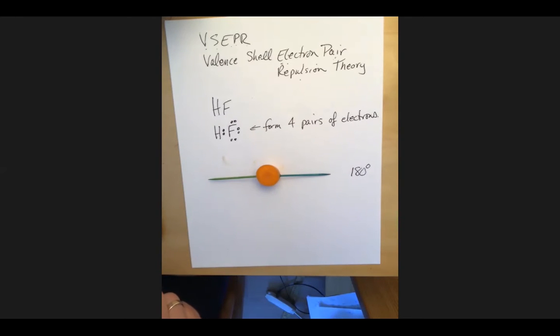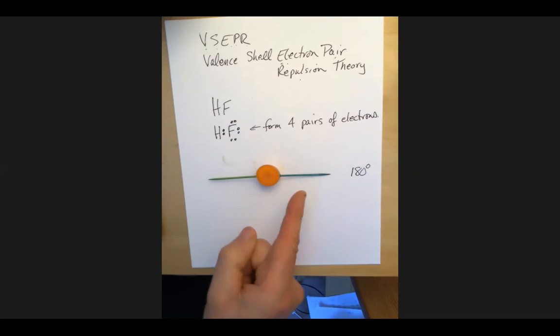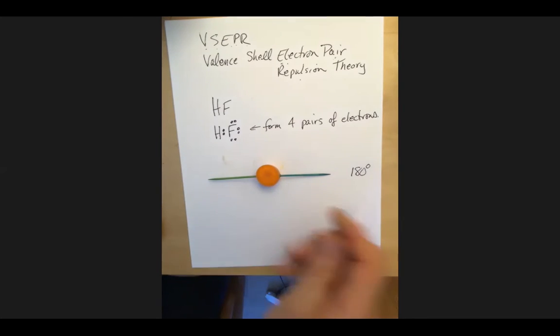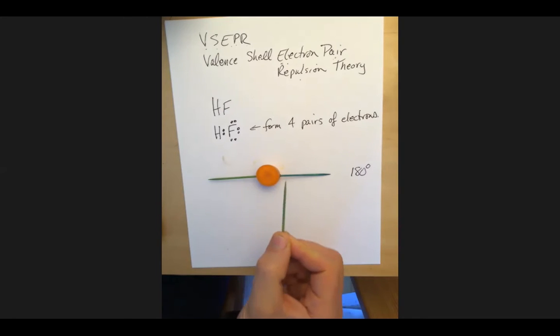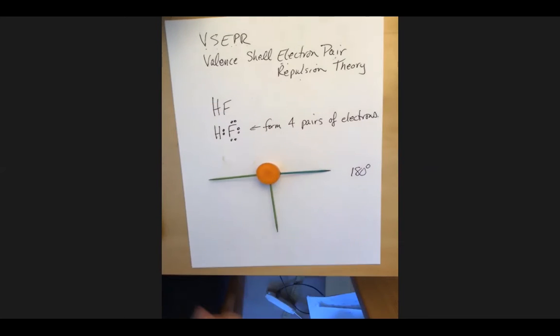So far, so good? So far, so good. They look as far apart as they could be. Yeah, they're as far apart as they can be. Now, that's easy for two pairs of electrons. What if I bring in a third pair? I'm going to take my third pair and stick it right there.